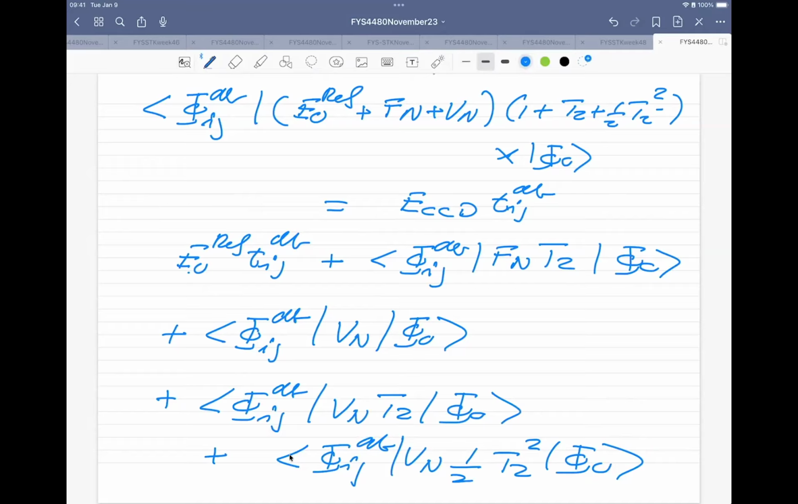That means that if we now look at the equation, we have this ECCD. I can switch this over to the other side. And then I'm going to have this term, which is something we have calculated many times. That's just the overlap between a 2-particle, 2-hole state and the 0-particle, 0-hole state with a 2-body interaction.